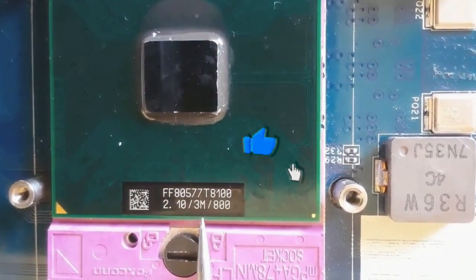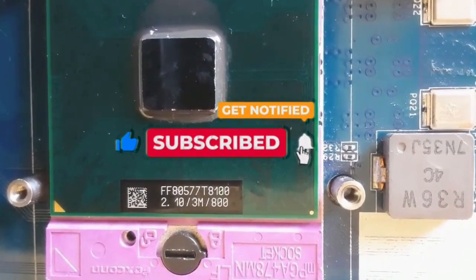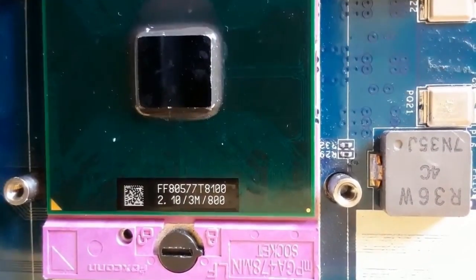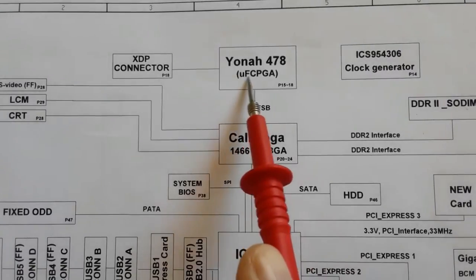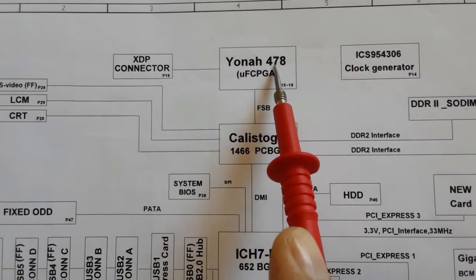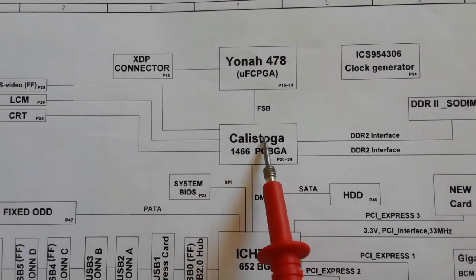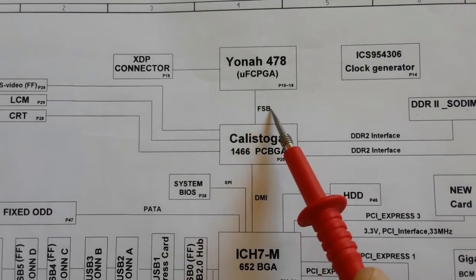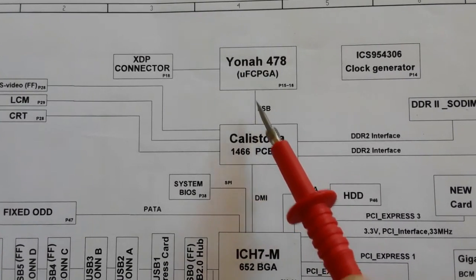The second number is the memory cache, and the third number is the speed of the FSB or front-side bus, the bus that connects the processor to the GMCH. As you can see here in the schematic, this is IONA 478. This is the processor. Here we have the front-side bus, the bus that connects the processor to the Calistoga 1466. This is the NOT bridge. So the FSB is the bus that connects between the processor and the NOT bridge.